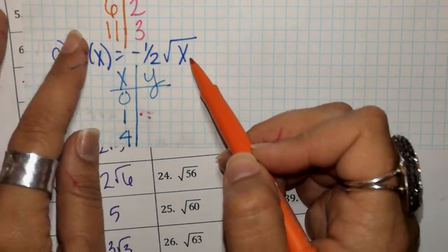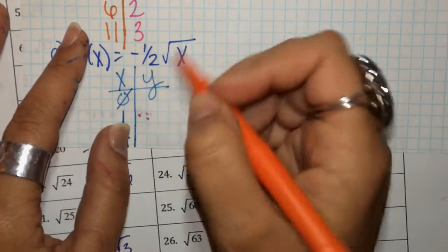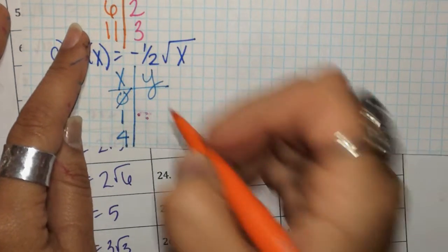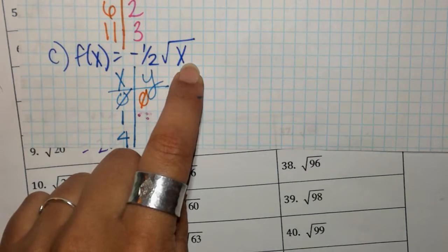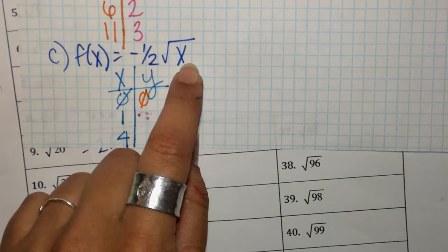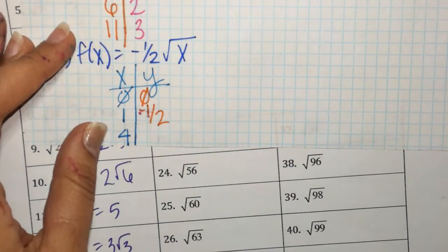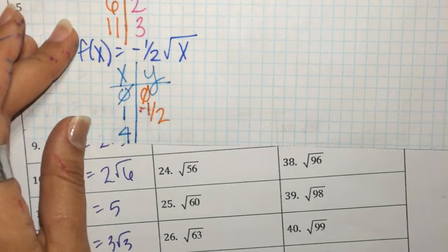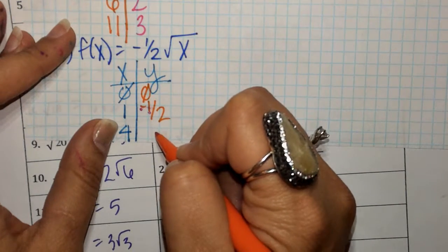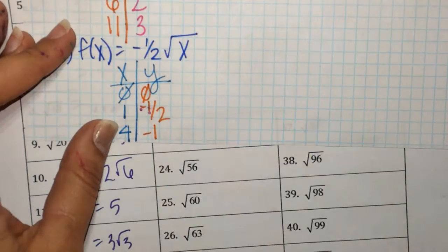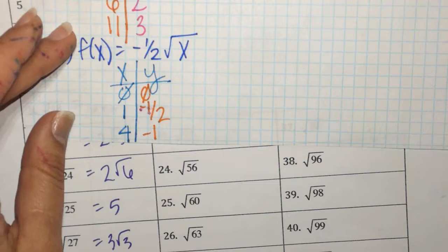Alright, 0. So if we take the square root of 0, what do we get? And what's 0 times negative 1/2? Oh, 0. Alright, if we take the square root of 1, what's the square root of 1? And what's 1 times negative 1/2? Negative 1/2. Alright, if we take the square root of 4, what's the square root of 4? And what's 2 times negative 1/2? Negative 1, because 2 divided by 2 is 1. 1 times negative 1 is negative 1.